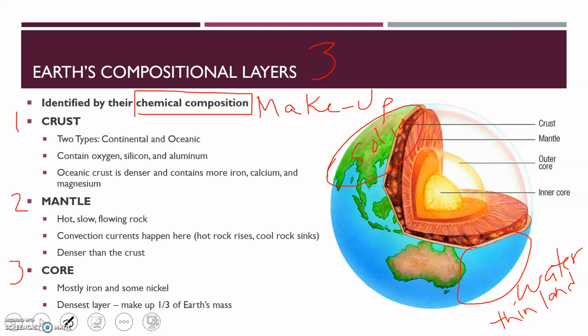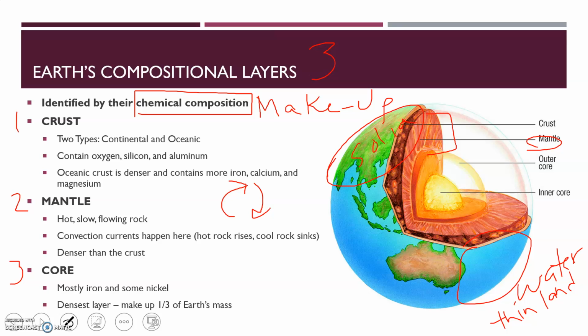All right, type 2 is the mantle. And the mantle is this orange piece right here. Within the mantle, there is hot, slow, flowing rock. Convection currents happen where the hot rock rises and the cool rock sinks. So we know one goes up and one goes down. This layer is denser than the crust, and it's also a lot thicker than the crust.